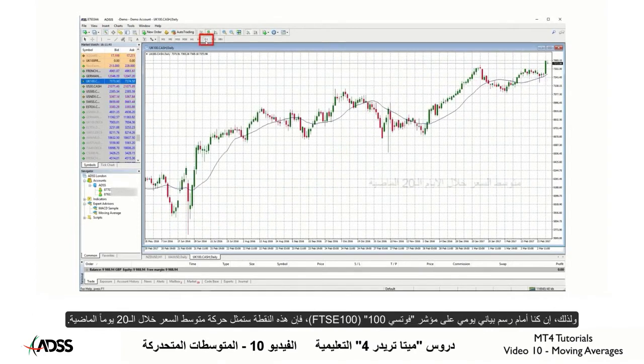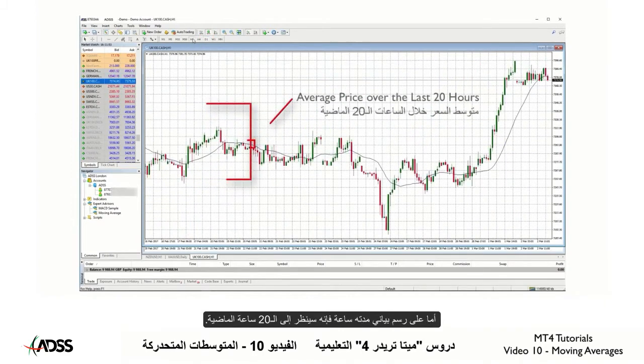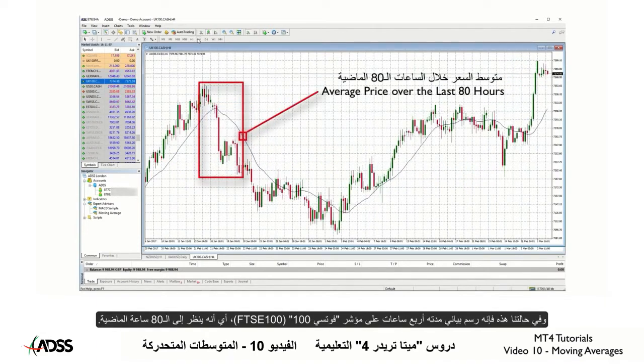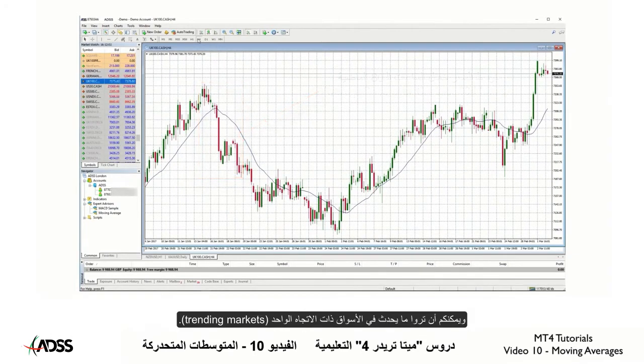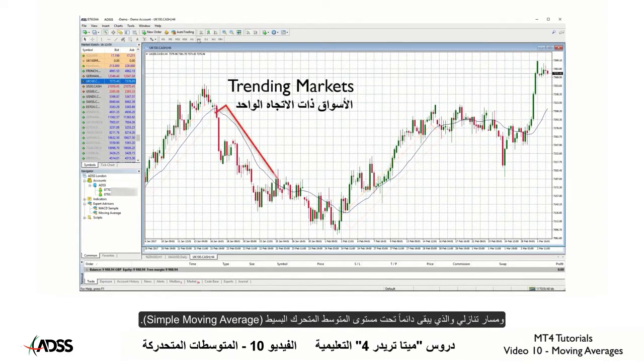Therefore, if this were a daily chart on the FTSE 100, this point would represent the average price action over the last 20 days. On an hourly chart, it would look at the last 20 hours. In this case, it is a 4-hour chart on the FTSE 100, so it looks back 80 hours. You can see what happens in trending markets. Here we have bull runs which stay consistently above the SMA and bear runs which are steadily below the SMA.